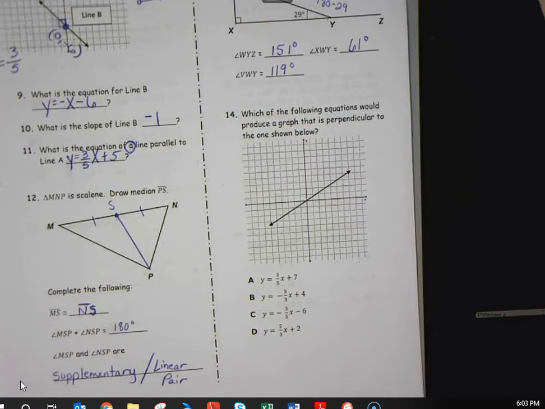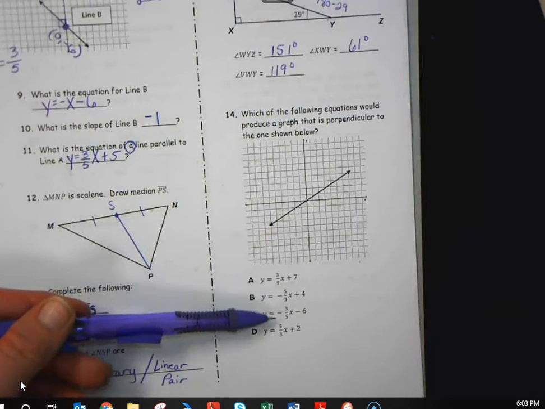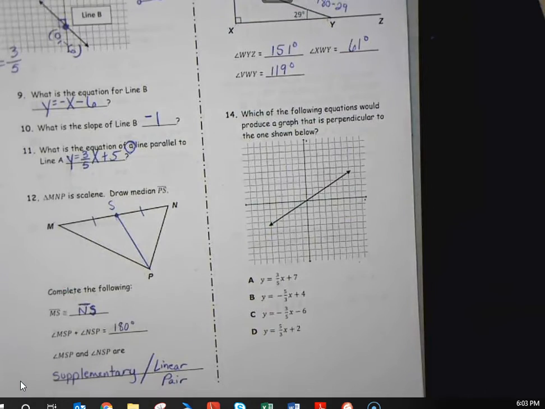All right, which of the following equations would produce a graph that is perpendicular to the one shown below? All right, so if you look here on our answer choices, we have 3 over 5x, negative 5 over 3x, negative 3 over 5, and 5 over 3x. So the only thing we need to do is figure out what the slope is of this line and figure out what the perpendicular line would be.